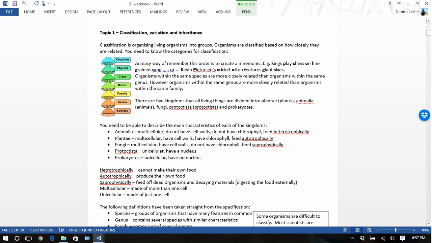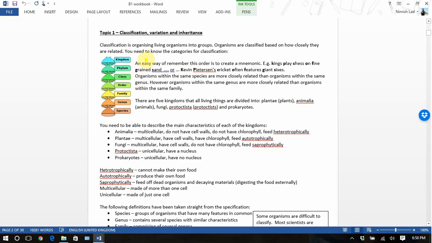So you need to know the categories for classification. An easy way to remember them is King's Play Chess On Fine Grain Sand, or Kevin Pietersen's Cricket Often Features Giant Sixes. If you don't know who Kevin Pietersen is, he's a cricketer who was born in South Africa but played cricket for England and hit a lot of big sixes. So that allows you to figure out the order: kingdom, phylum, class, order, family, genus, species.